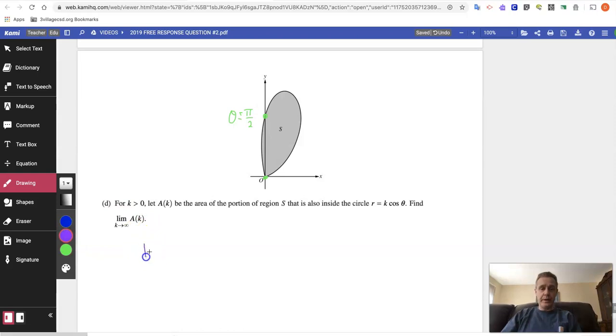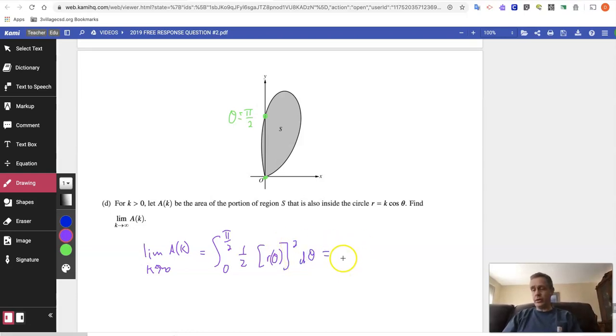So the limit of A of k as k approaches infinity is essentially going to equal the definite integral from 0 to pi over 2 of 1/2 r of theta, whole thing squared d theta. And the value of that definite integral is 3.324.